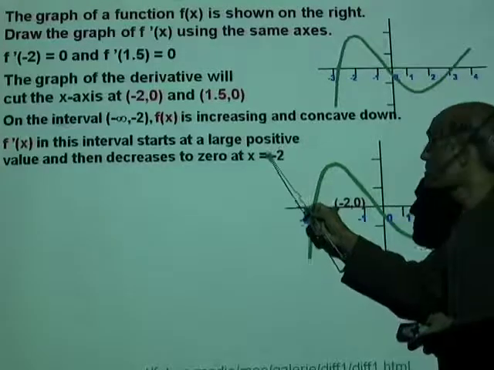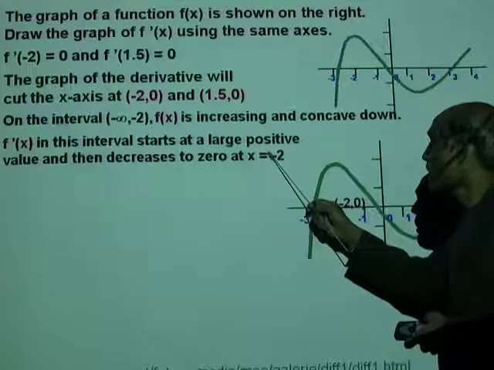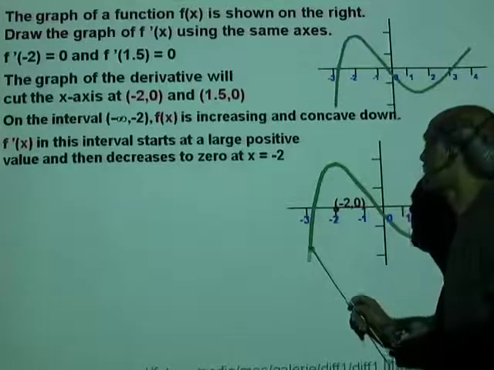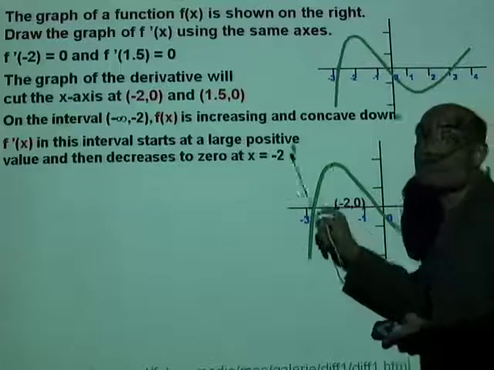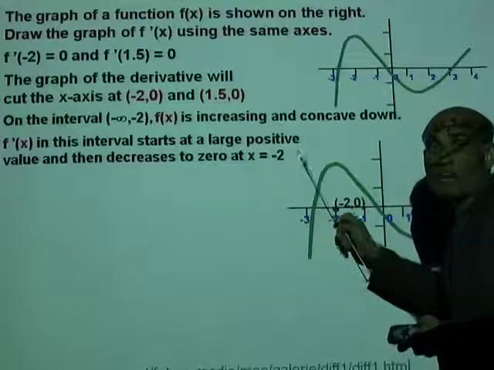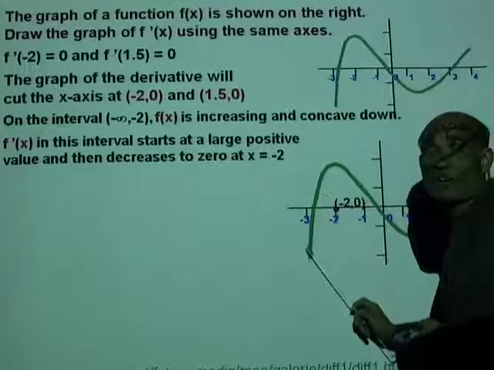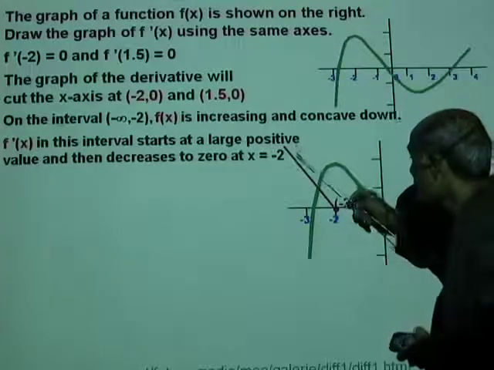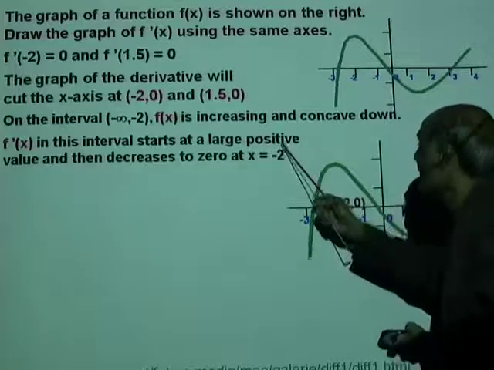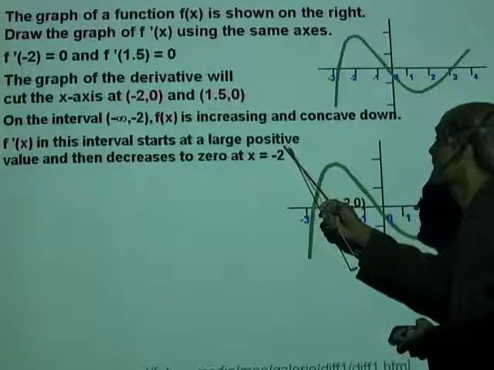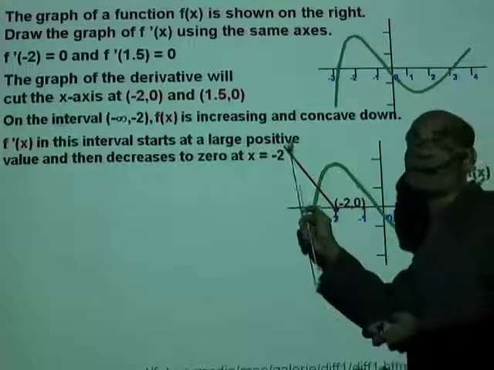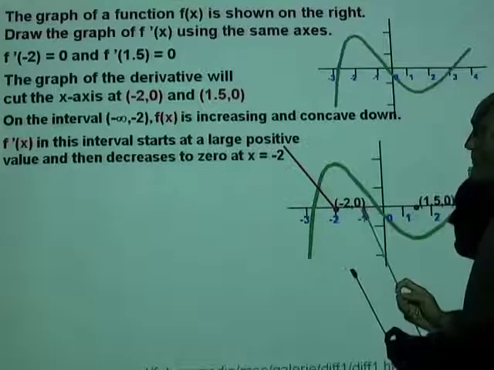That means the derivative will start at a large positive value. It will decrease. The function graph is increasing, means the derivative will be positive, above the x-axis, and concave down means it will be decreasing. That means the graph will come like this. The derivative graph will be positive and decreasing. It will be above the x-axis and decreasing.